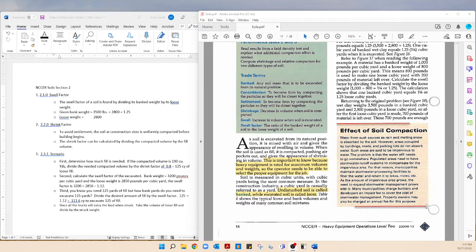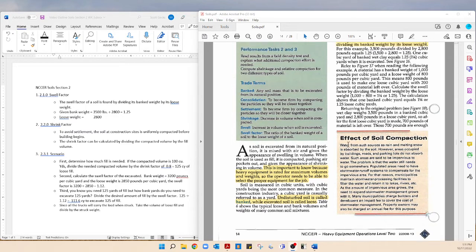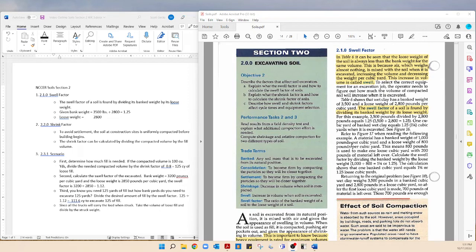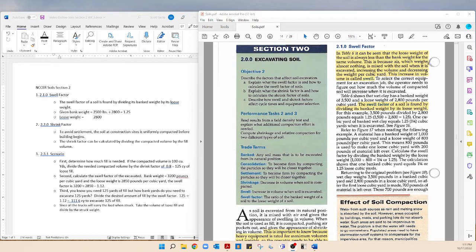I want to talk about this. It's coming from the NCCER soils modules, as a lot of the stuff for these first few weeks has come from. We're in section 2. If you want to follow along in your book, hopefully you have received your hard copy. Section 2 is about excavating soils, and that brings us to the swell and shrink factors.